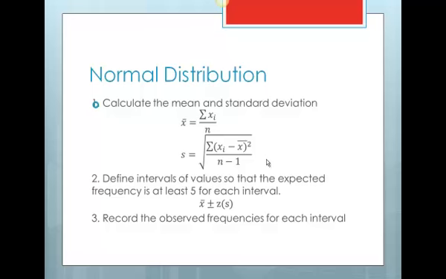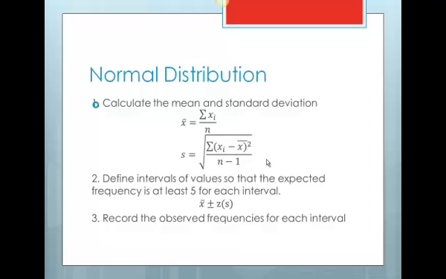So the first logical step is to calculate the mean and standard deviation. For the mean, add up all the values and divide by the number of observations. Standard deviation is the square root of the variance, and here my denominator is going to be n minus 1. If you run descriptive statistics, it will give you this value anyway. A quick way is to use the STDEV function for standard deviation and the AVERAGE function for the mean.